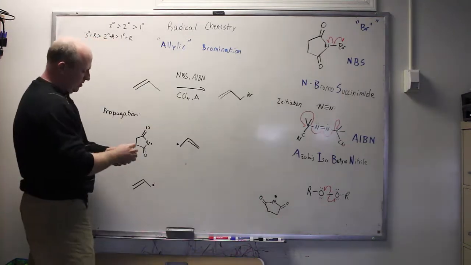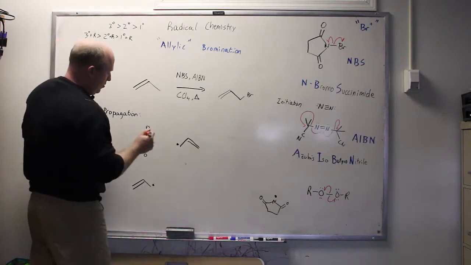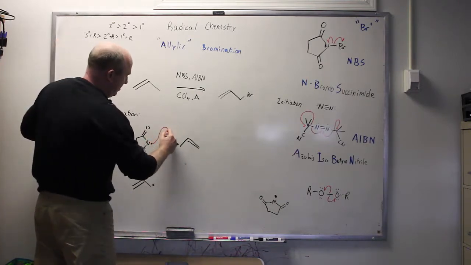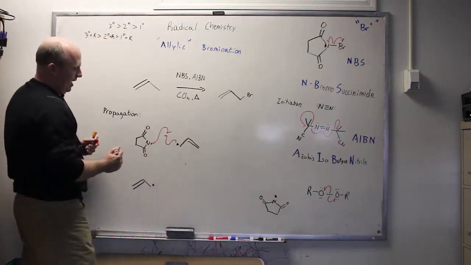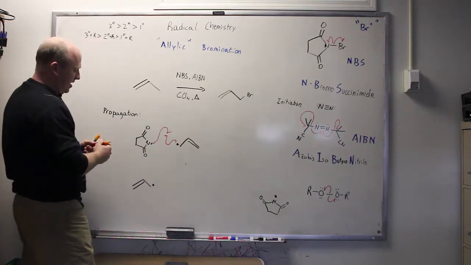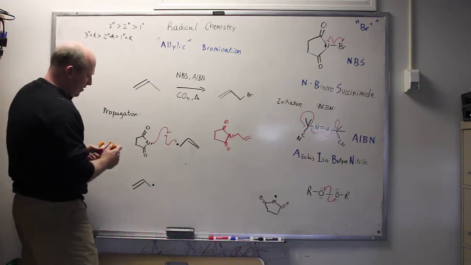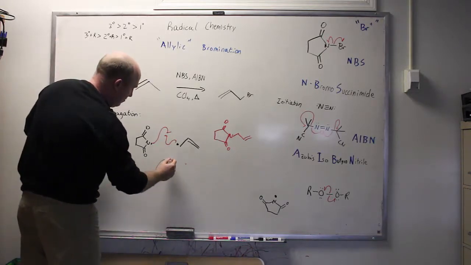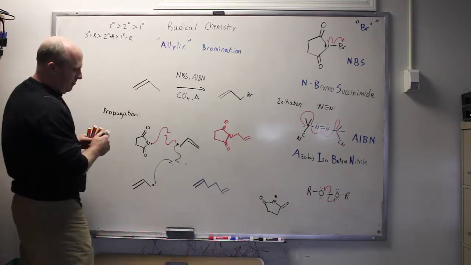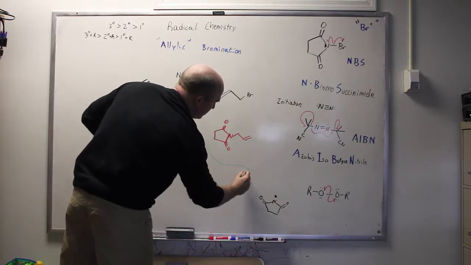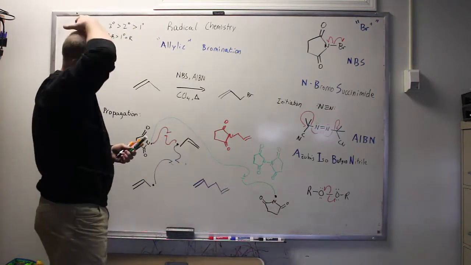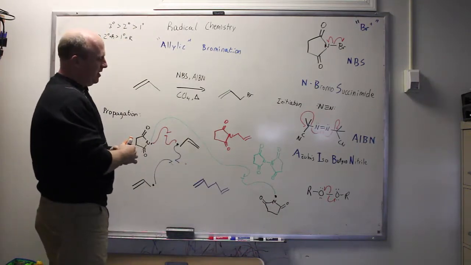So at the conclusion of the reaction, for example, you could have the remaining succinimide radical make a bond to an allyl radical, and that would be a perfectly acceptable termination step. You could have an allyl radical react with itself, and that would be a perfectly acceptable termination step. You could have the succinimide react with itself, and that would be a perfectly acceptable termination step as well. And I'm sure there are plenty of other termination steps that I'm failing to contemplate at this point.